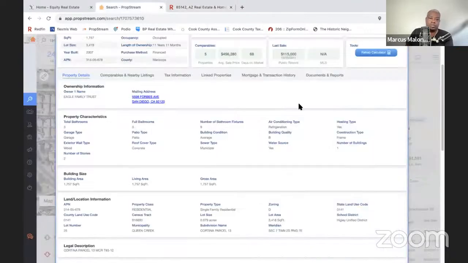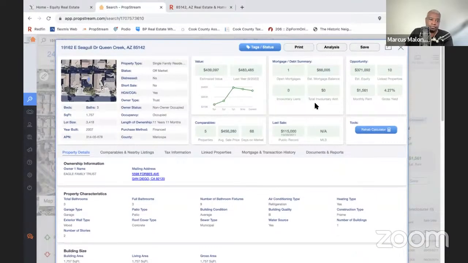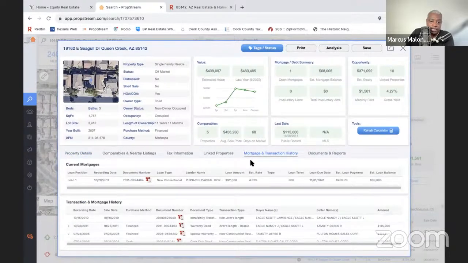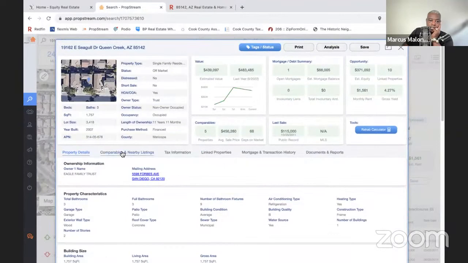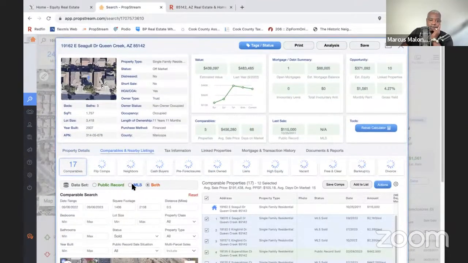Let's go to PropStream. We see who the owner is, Eagle Family Trust. See the mortgage details, loan amount, $92,000 at 4%. And I was back in 2011. They should have this property paid off pretty much. Okay, so stay focused, Marcus. All right, let's look at details. Let's look at comparables. Let's see what's in the area. Let's just look at MLS for now.